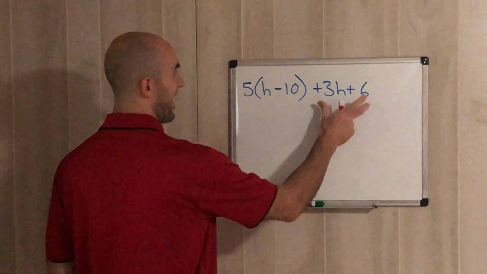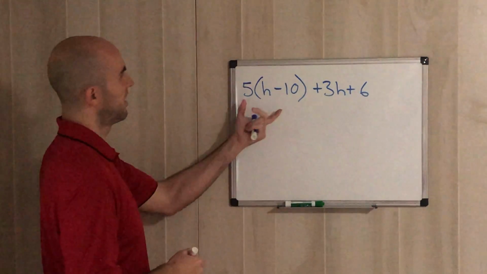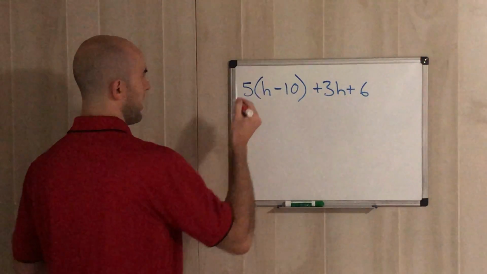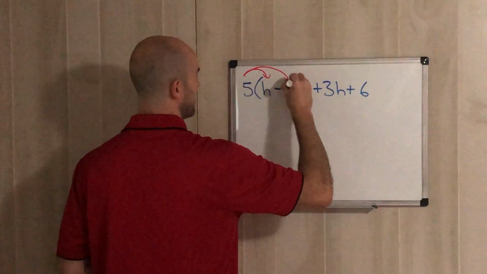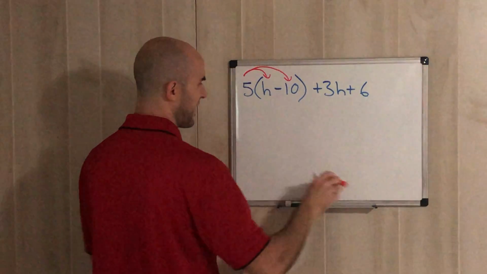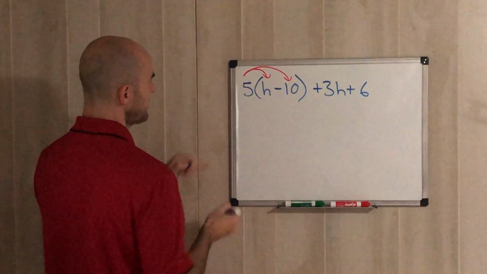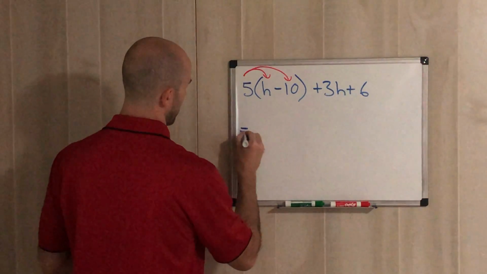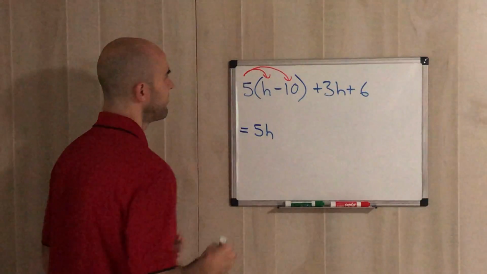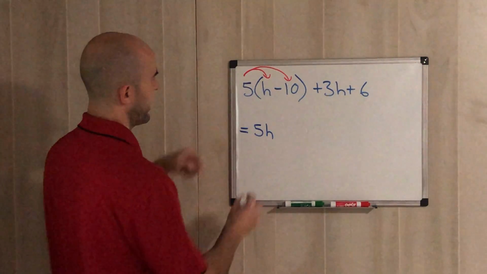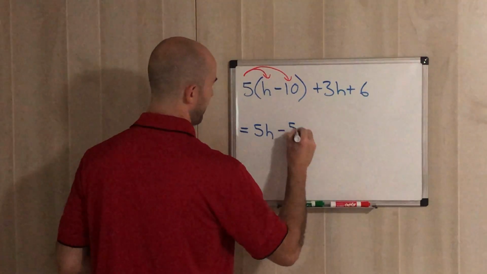You know that that has no distribution. This we see we have to distribute, right? So the 5 is going to go to h. The 5 is also going to go to the 10, right? So before anything else, let's distribute. We know that, let's write it down here. We know that 5 times h is going to end up being 5h, right? We know that 5 times negative 10 is going to end up being minus 50.